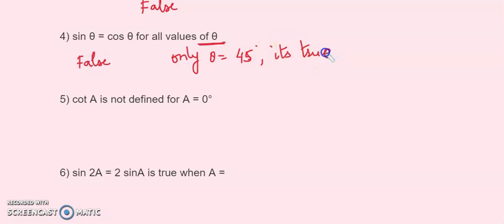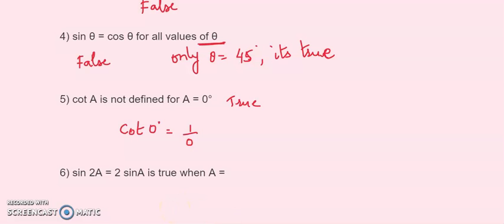Okay. Next, cot A is not defined for A equal to 0. Means, is cot of 0 degrees defined or not defined? It's not defined. So it's a true statement. Why is it not defined? Because we are getting tan 0 to be 0 upon 1, which is 0. So cot will be 1 upon 0, which is not defined.